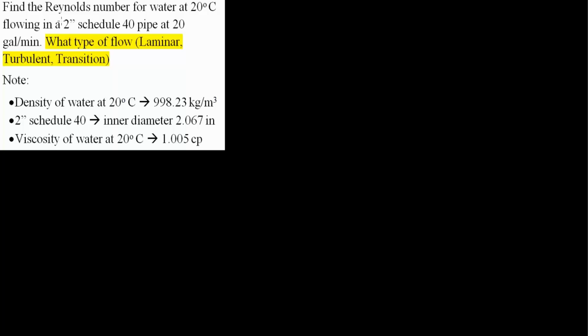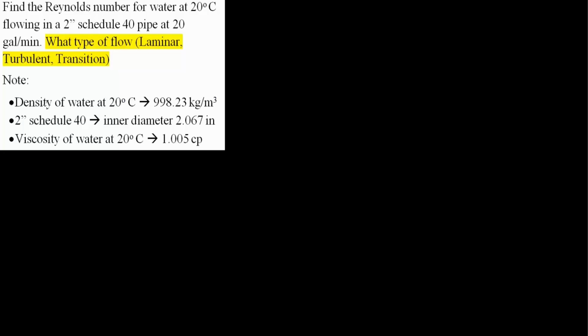In this video, we will calculate Reynolds number for water at 20 degrees Celsius flowing in a 2-inch Schedule 40 pipe at 20 gallons per minute. We want to know what type of flow it is: laminar, turbulent, or transition. So we're solving for two things: Reynolds number, and what type of flow.